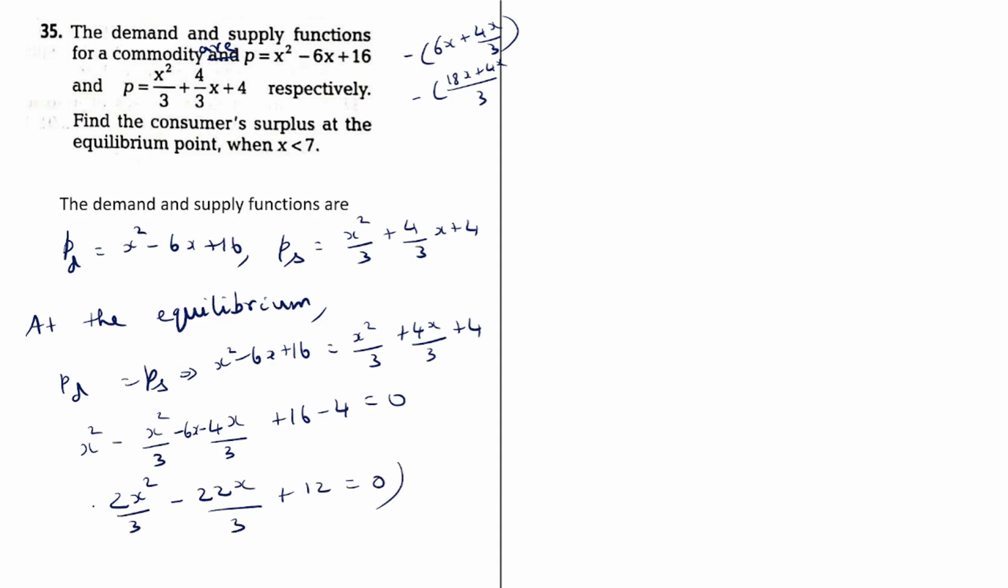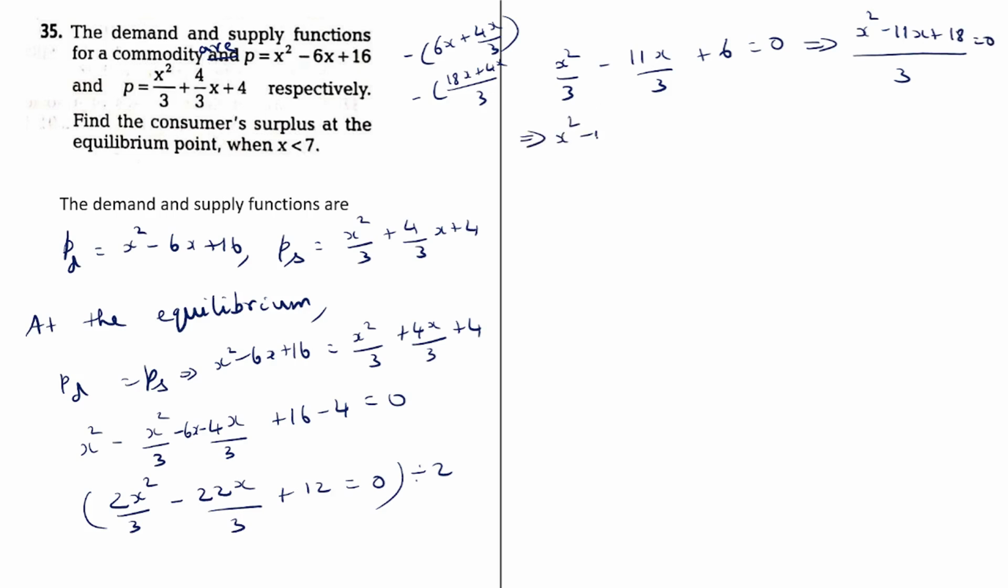So let us divide the entire equation by 2. We will get x square by 3 minus 11x by 3 plus 6 equal to 0. So here we have 3 as the LCM. So we will get x square minus 11x plus 18 equal to 0. Therefore, the quadratic equation in x is x square minus 11x plus 18 equal to 0.